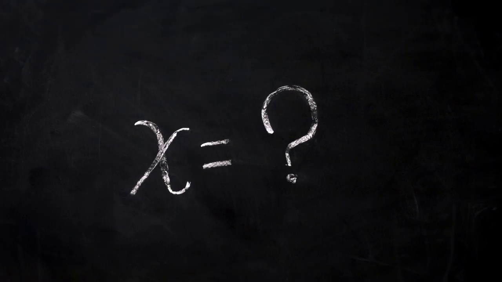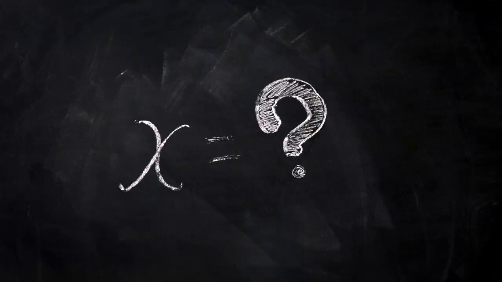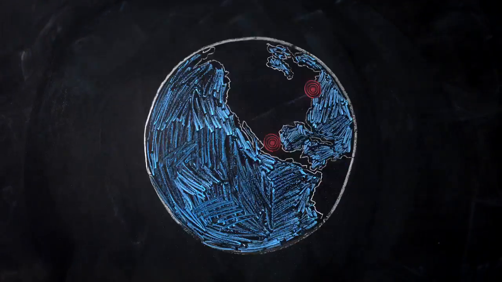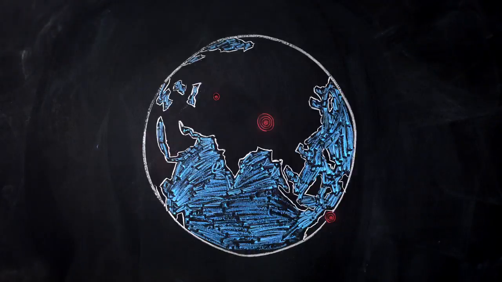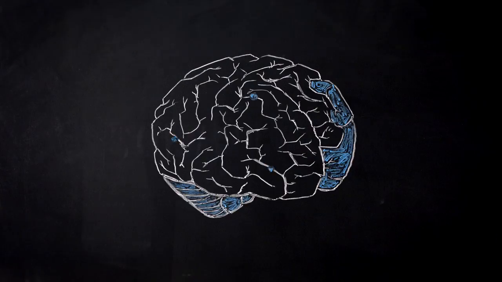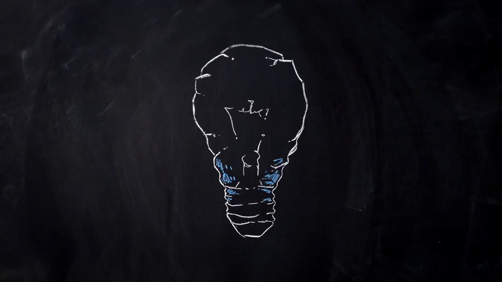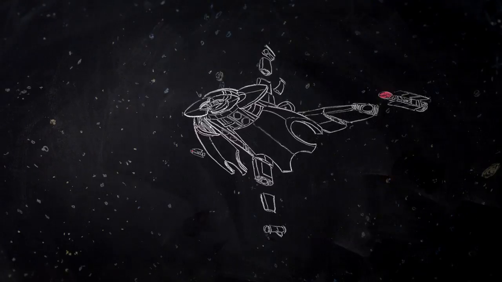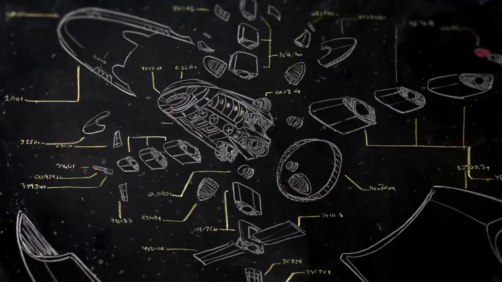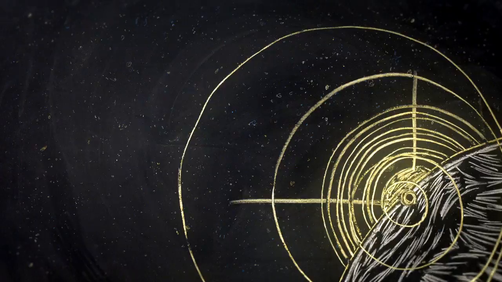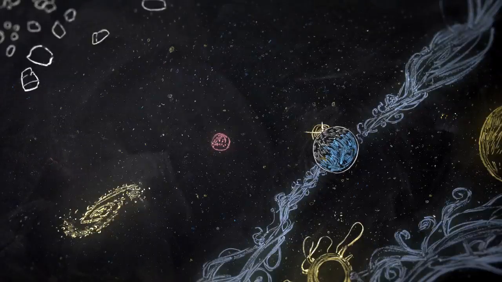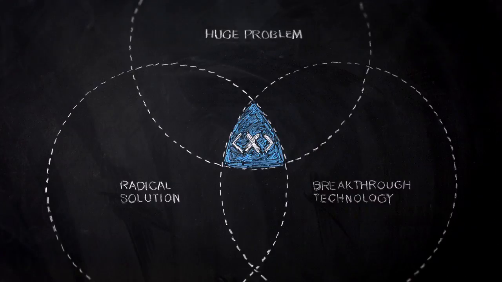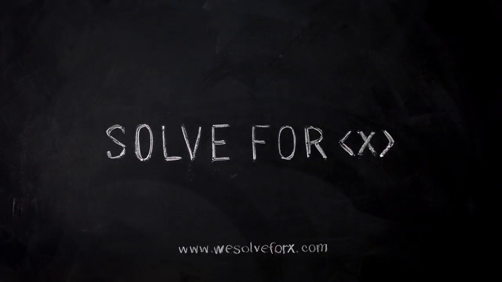Let us define X. X is a solution to a seemingly insurmountable problem, like climate change or cancer, one that affects the world. But what if we redefine X as a challenge, an opportunity for radical thinking, a chance to light up the world with breakthrough ideas and cutting-edge technology, the stuff of science fiction that just might fly after all? Solving for X requires wonder and imagination and the vision to build seemingly impossible solutions to the world's biggest problems. Solve for X. Moonshot Thinking.